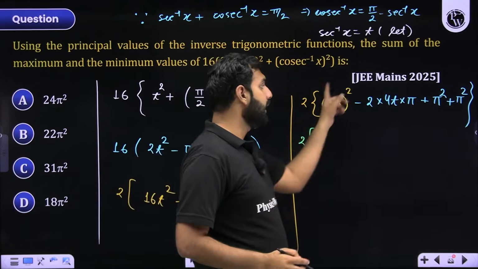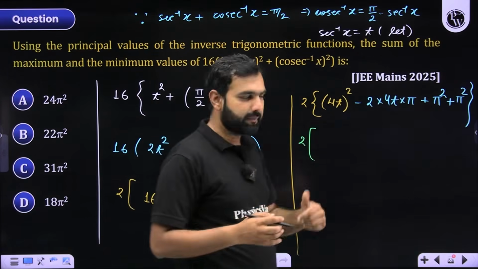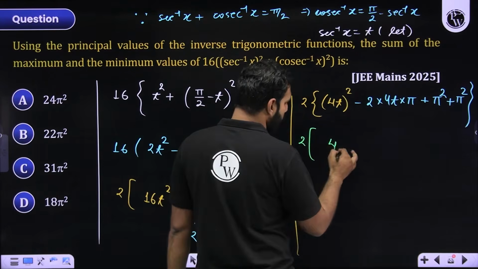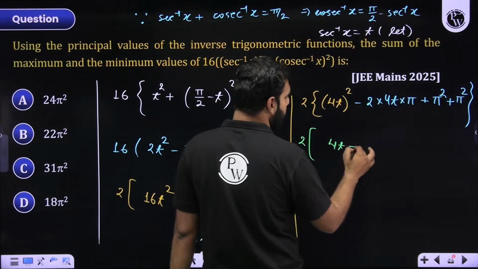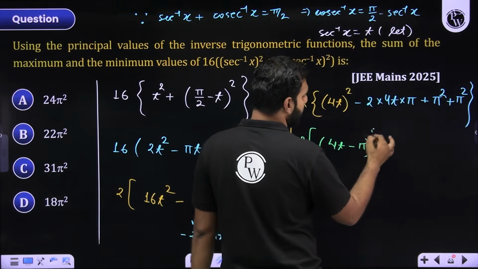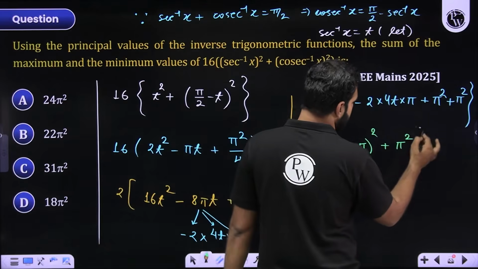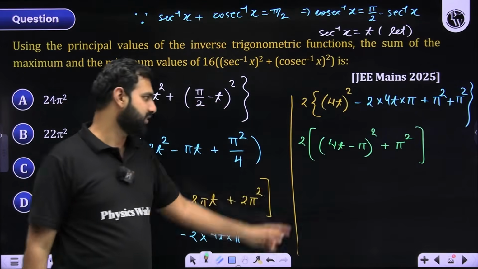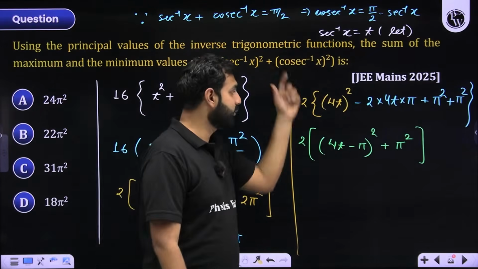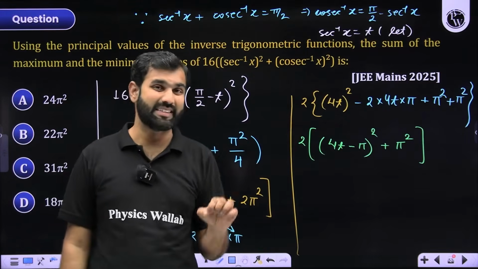Then a square plus b square minus 2ab is a minus b whole square. So what do we have? We have 4t minus pi whole square plus pi square, and this whole expression is needed to be doubled. That is the value of our expression where I've written sec inverse x as t.